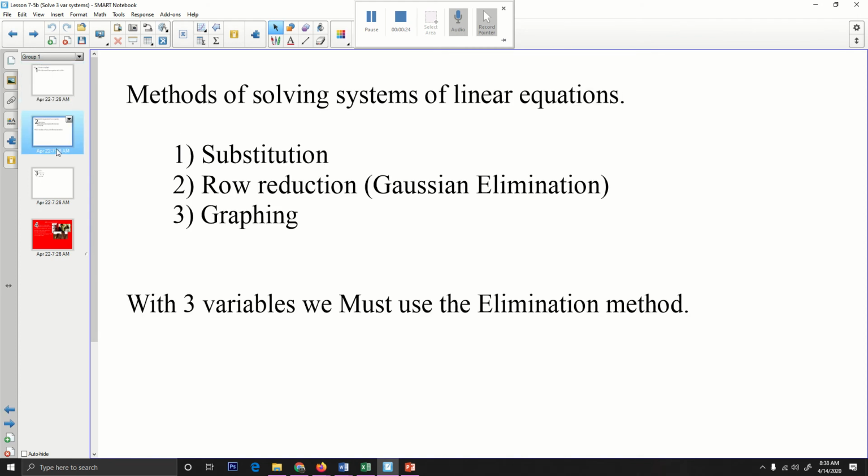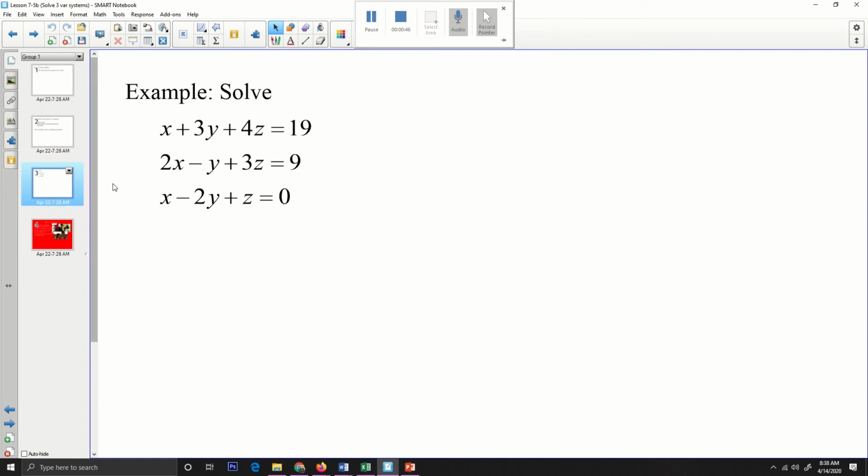Now, we've talked about a couple of different methods of solving systems of linear equations. We've done substitution, we've done row reduction, Gaussian, which is also Gaussian elimination, and we've done graphing. But if we're doing three variables by hand, we must use the elimination method. And so I've got an example of how we're going to do that.